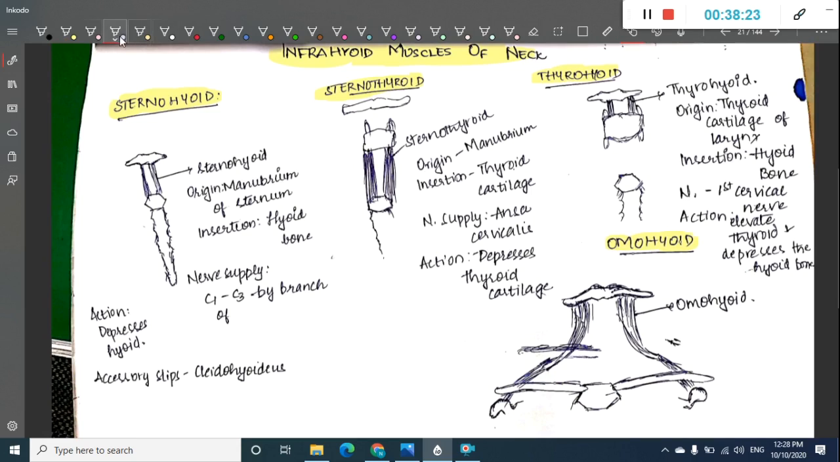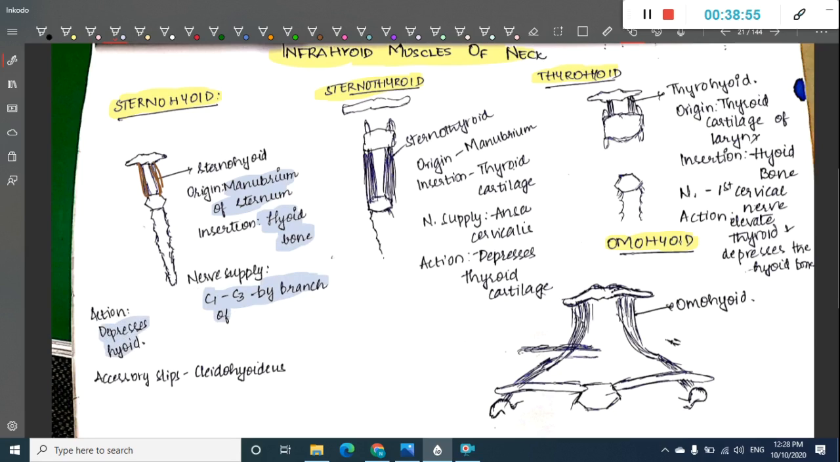As the name says, it originates from the manubrium of the sternum and is inserted onto the hyoid bone, like this. So this is sternohyoid. What is the nerve supply? The nerve supply of sternohyoid is C1 to C3 by branches of ansa cervicalis. It depresses the hyoid bone.